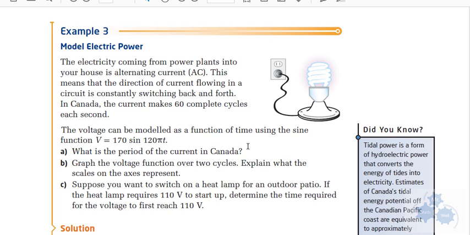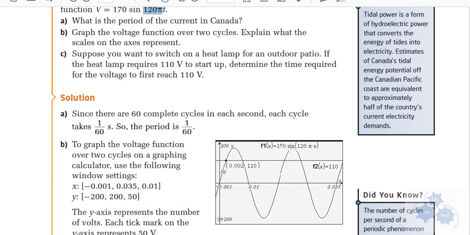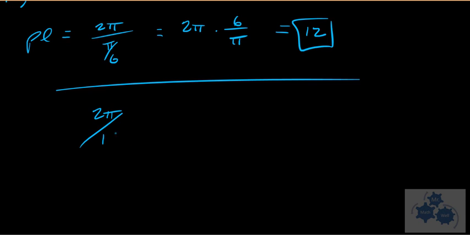120? Close. Remember, pi is just a number too. It's not a variable. Pi is a number. So b is 120 pi. So the period length for a sine function is going to be 2 pi over 120 pi. Pi's cancel out. That's 1 over 60. So the period length is 1 over 60 in this case.